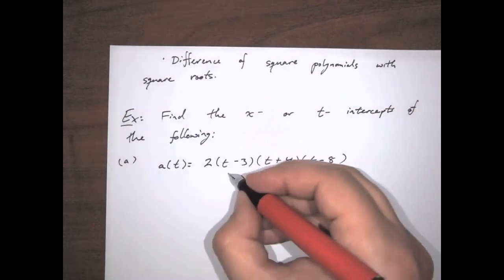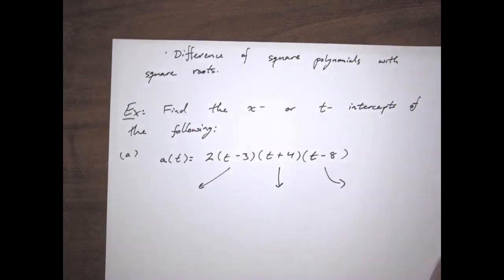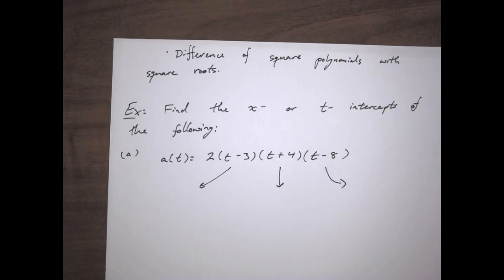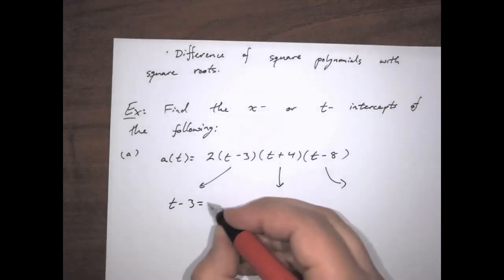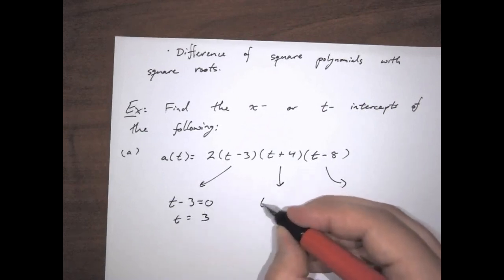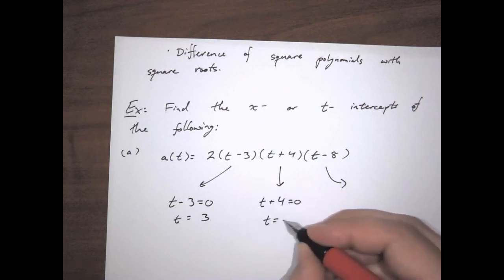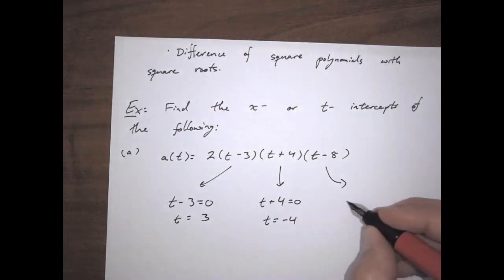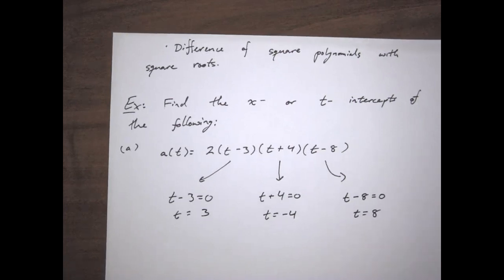So what we have here is already in factored form, so we don't have to worry about it too much, but what we can do is just take the 3 factors, ignore any factors that don't have a t in it, set them equal to 0 separately and see what you get. So t minus 3 equals 0 means that t would equal 3. That would just be adding 3 to both sides. T plus 4 equals 0 would mean t equals negative 4. That would just be subtracting 4 from both sides. T minus 8 equals 0 means that t would equal 8. And that would be just adding 8 to both sides.